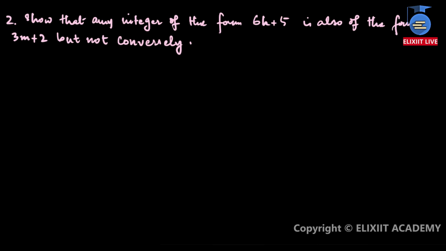Obviously, you will say that this is a question of division algorithm. Definitely, 6k plus 5 and 3m plus 2, they are trying to show this thing. Obviously, it's a question of division algorithm. Now, the question is how will we proceed in this case with the help of division algorithm? We are going to show that any integer of the form 6k plus 5 is also of the form 3m plus 2, but not conversely.